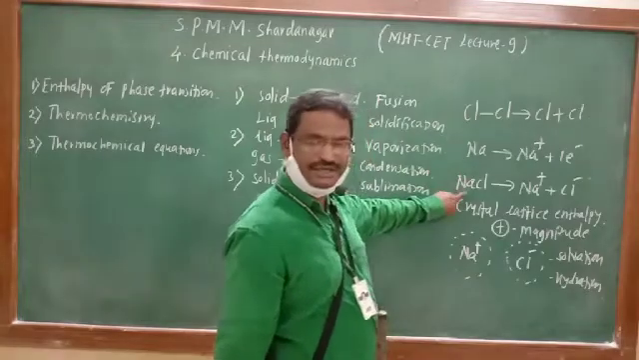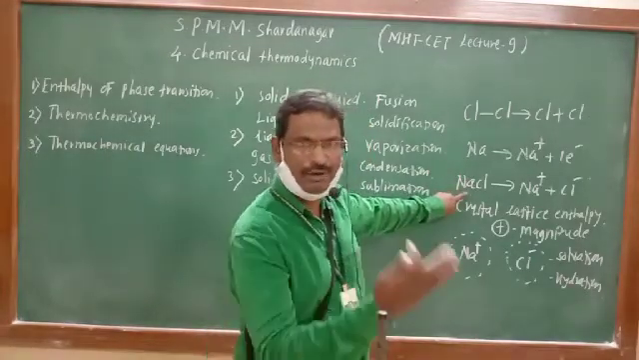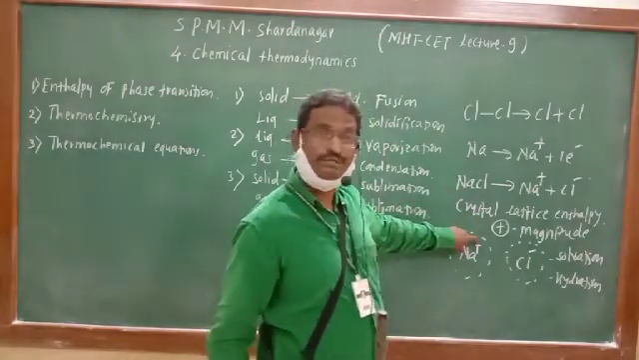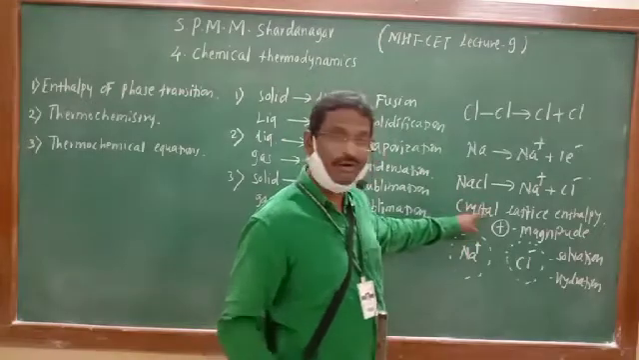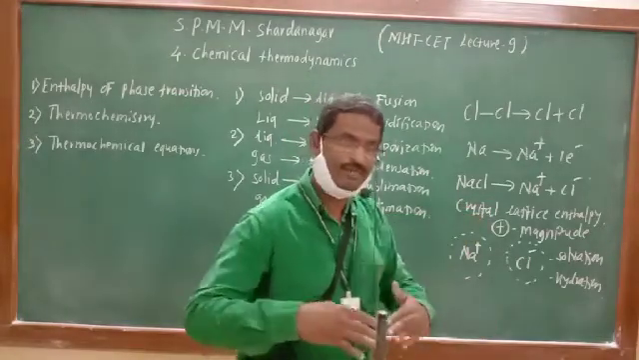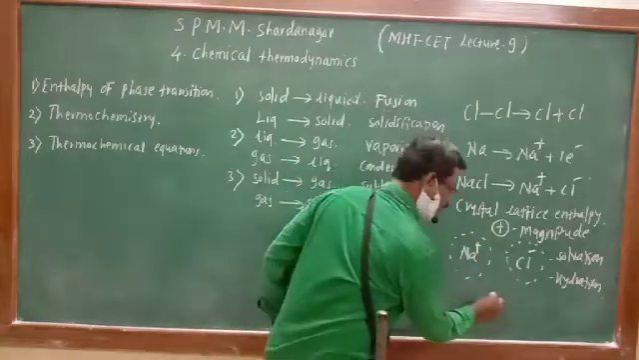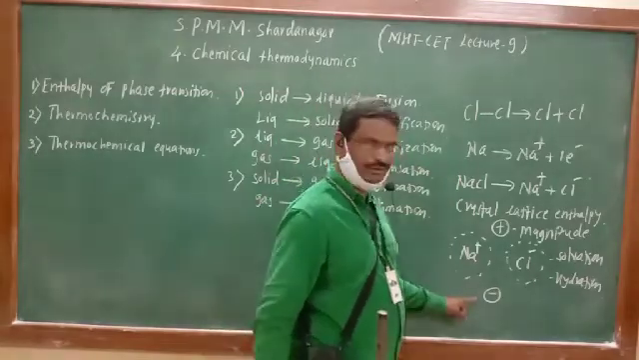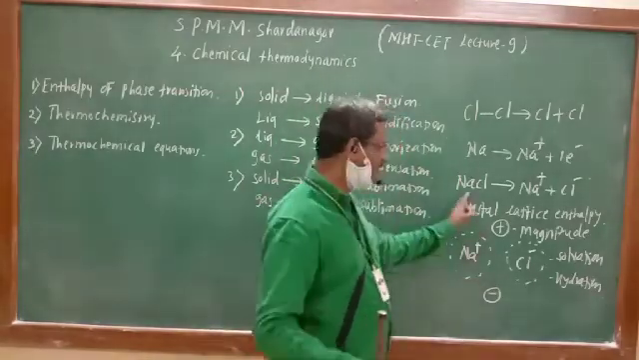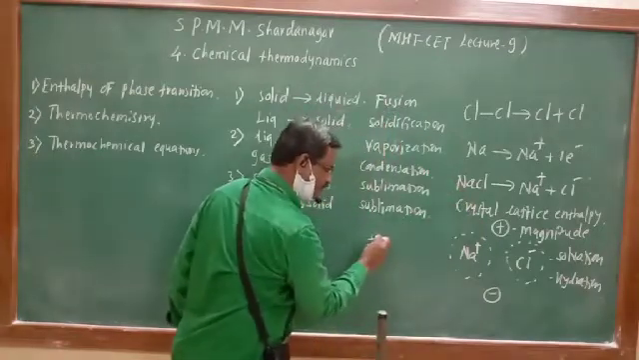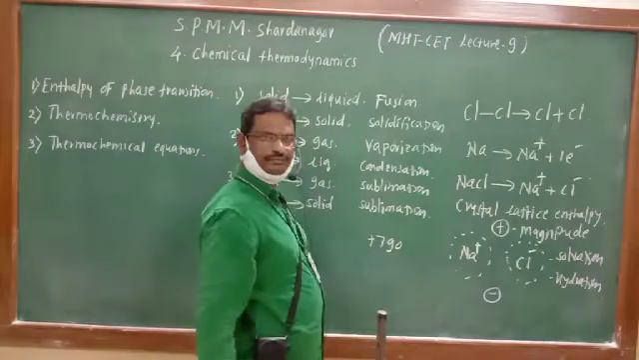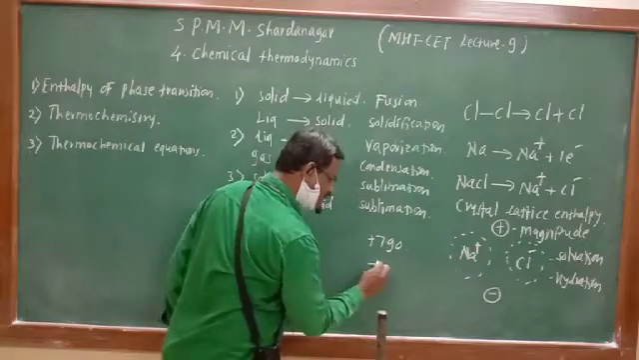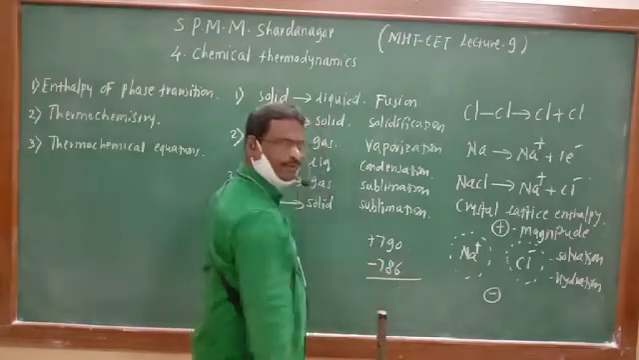This is a positive change, energy is absorbed, breaking of bond. Here is the formation of bond. Formation of bond takes place. Since breaking of bond is endothermic, formation of bond is exothermic. So enthalpy of hydration is negative. It has a negative magnitude. For example, for NaCl, crystal lattice enthalpy is plus 790 kilojoule per mole. Here enthalpy of hydration is minus 786 kilojoule per mole.